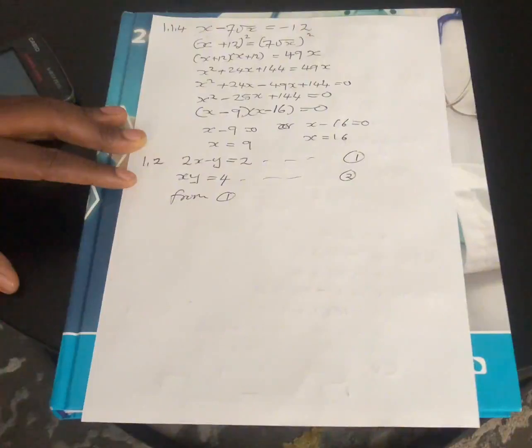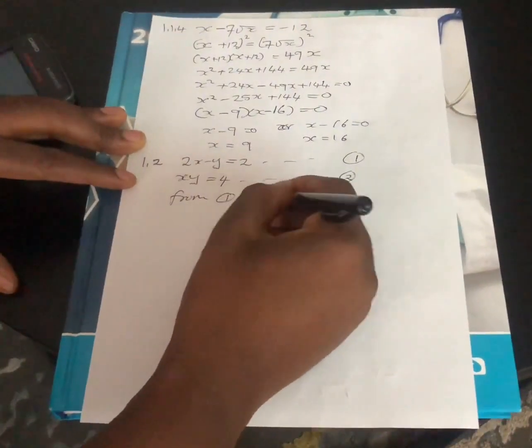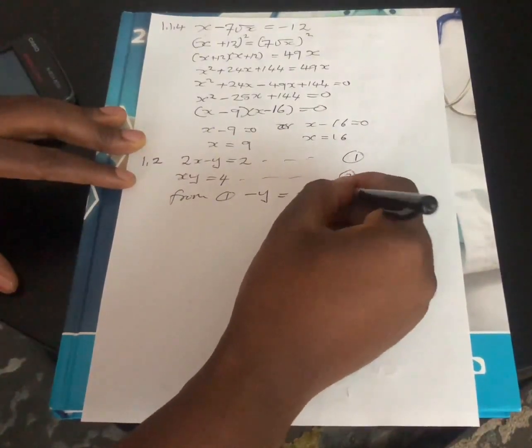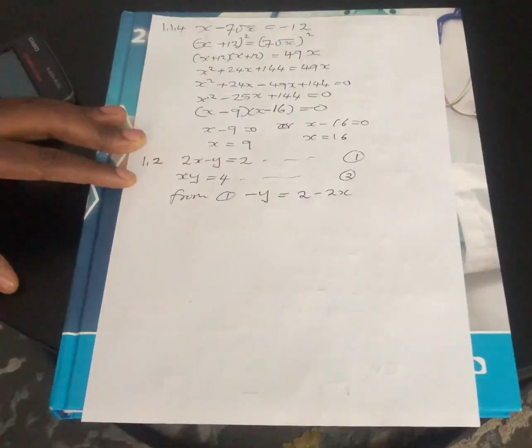we are going to transpose 2x to the other side. We're going to remain with negative y is equal to 2 minus 2x. So from equation 1, we'll be able to make y the subject of the formula. Not to forget, we are not making minus y the subject of the formula. We must make y the subject of the formula. With that said, we must change this one to become positive.